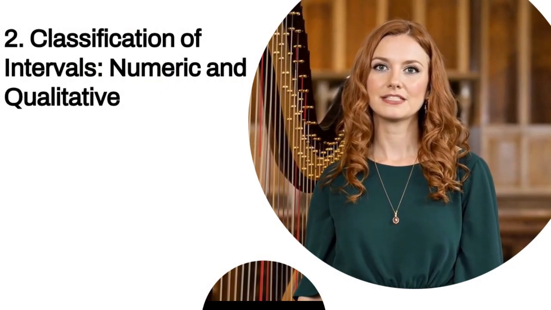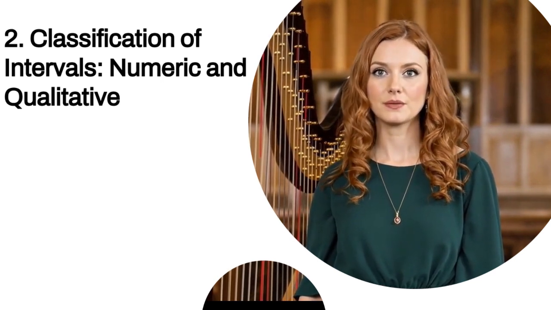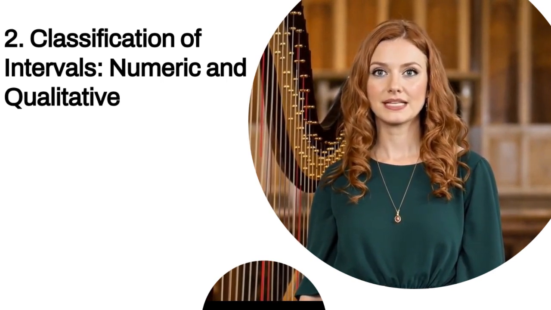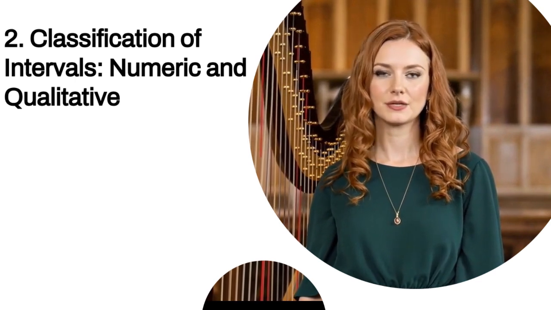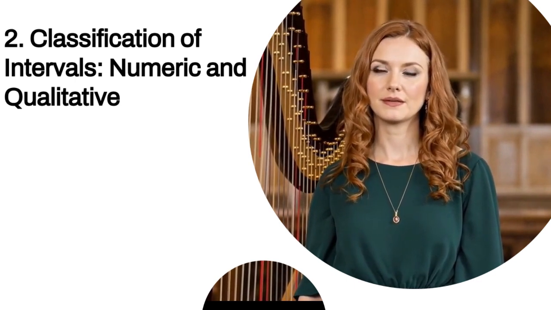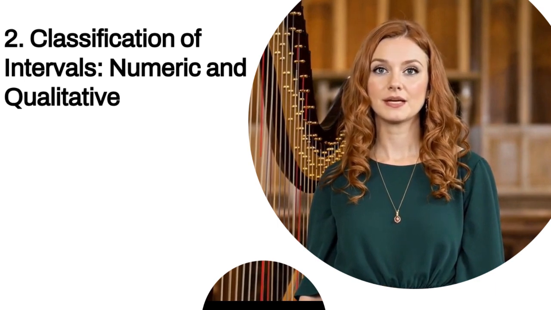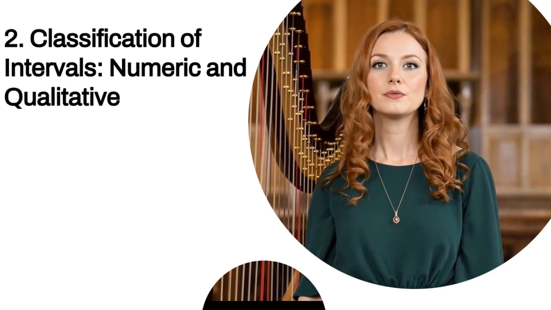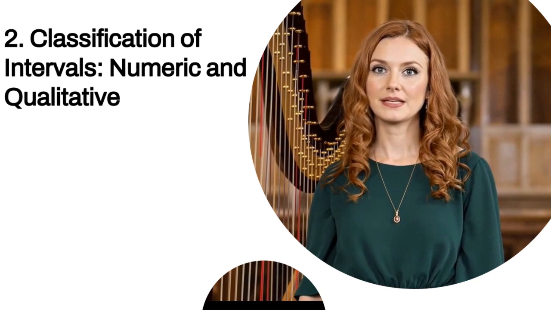2. Classification of intervals, numeric and qualitative. 2.1 Numeric classification, size. Intervals are named by the number of letter names they encompass, including both the start and end notes. 2.2 Qualitative classification. Intervals also have a quality, which describes the exact pitch distance within the numeric category. Perfect, P. Unison, fourth, fifth, octave. Intervals can be perfect, diminished, or augmented.